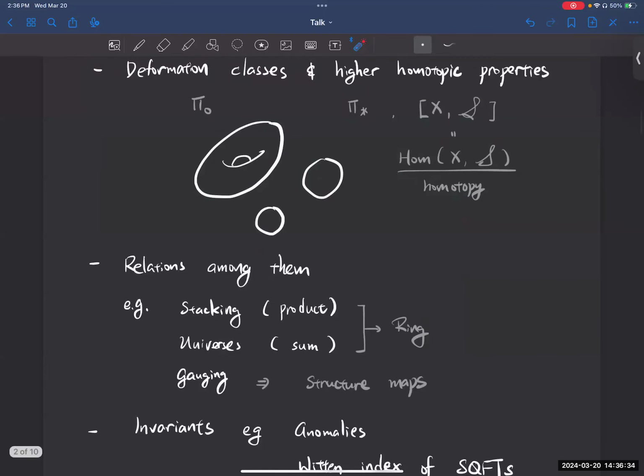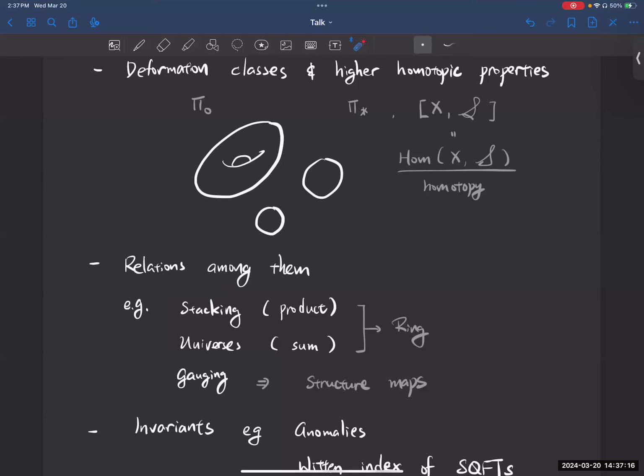In addition to just these maps and homotopies, there are also some algebraic relations among them. So some very basic operations we like to do for QFTs or just quantum systems. First, there's stacking, which we also call just product, so just taking the product of theories. We can also take the direct sum of theories, which is basically just putting together superselection sectors, so different universes that just don't talk to each other at all.